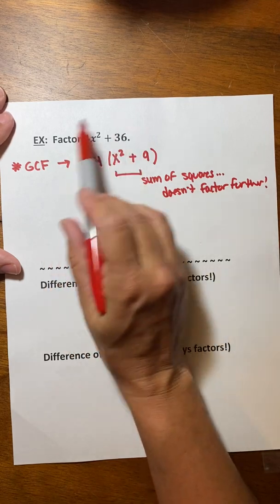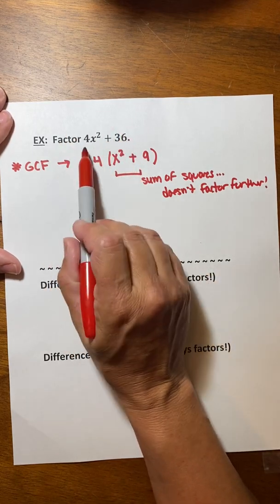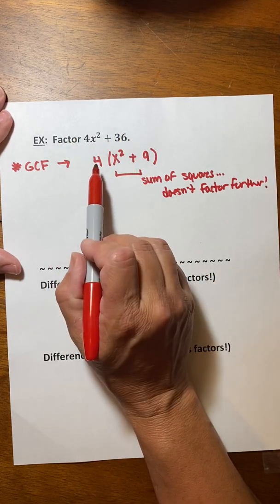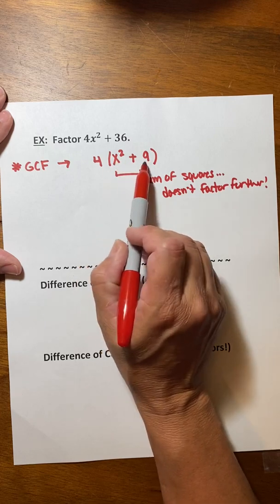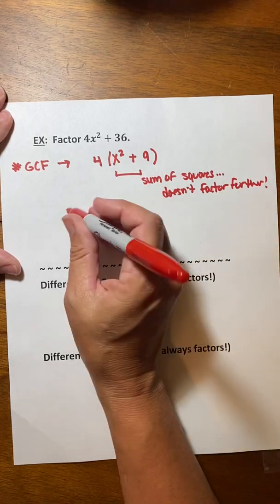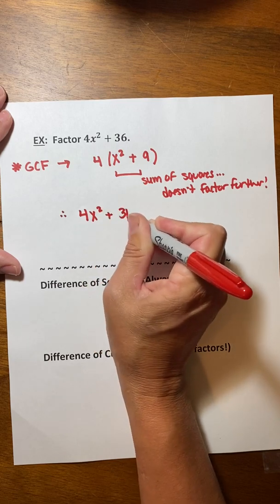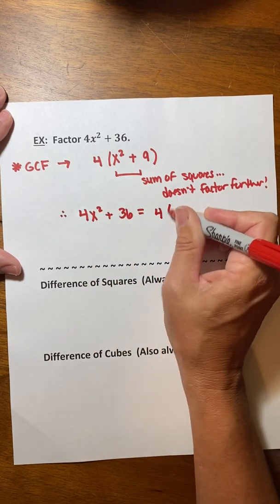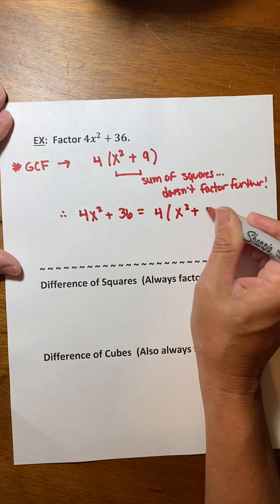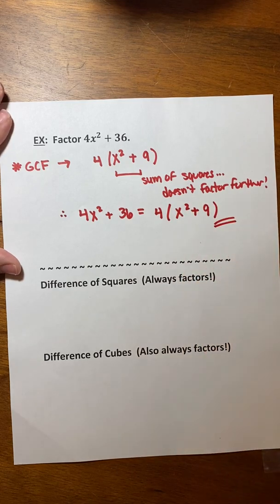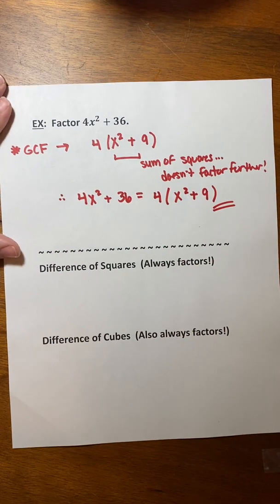Right? And I'm not saying this expression doesn't factor at all, because we did pull the 4 out. So we did a little bit of factoring, but what's left in the parentheses does not factor. So therefore, 4x squared plus 36 factors only by pulling out the greatest common factor. And that would be our final answer.